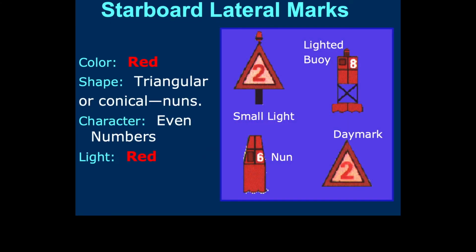So here are the starboard lateral marks. We call them starboard because we're starting the channel from sea, moving in. These marks are going to be on our starboard side if we want to be in the channel. They're red, triangular or conical in shape, with even numbers. You can see here's a small light, a lighted buoy, a nun, which has no light on top, and a day mark, again, no light.